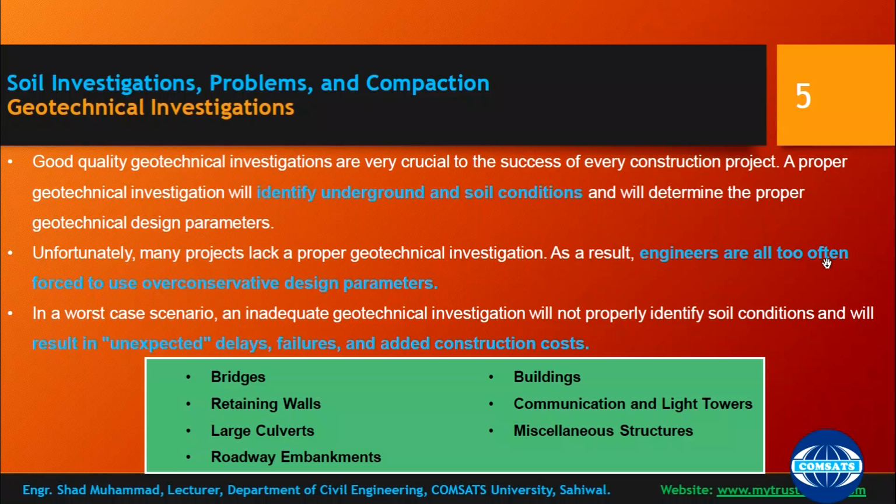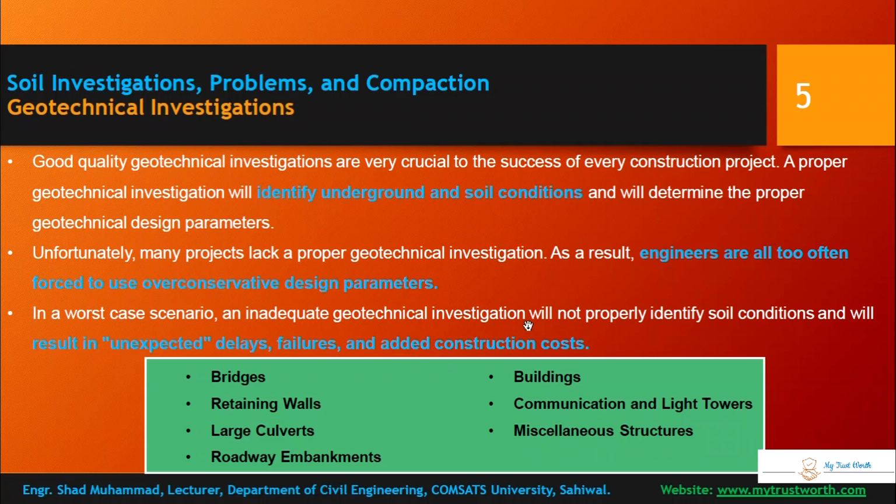As a result, engineers are all too often forced to use over conservative design parameters. So if geotechnical engineers do not have proper geotechnical investigation details, then they are pushed towards over conservative design, or the factor of safety is too much. In a worst scenario, an inadequate geotechnical investigation will not properly identify soil condition, and will result in unexpected delays, failures, and added construction costs.